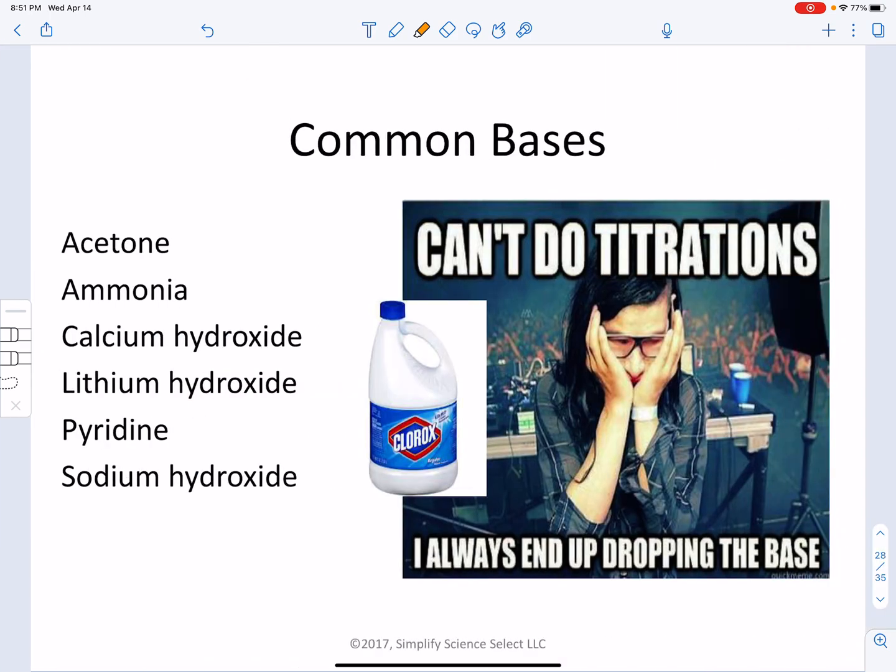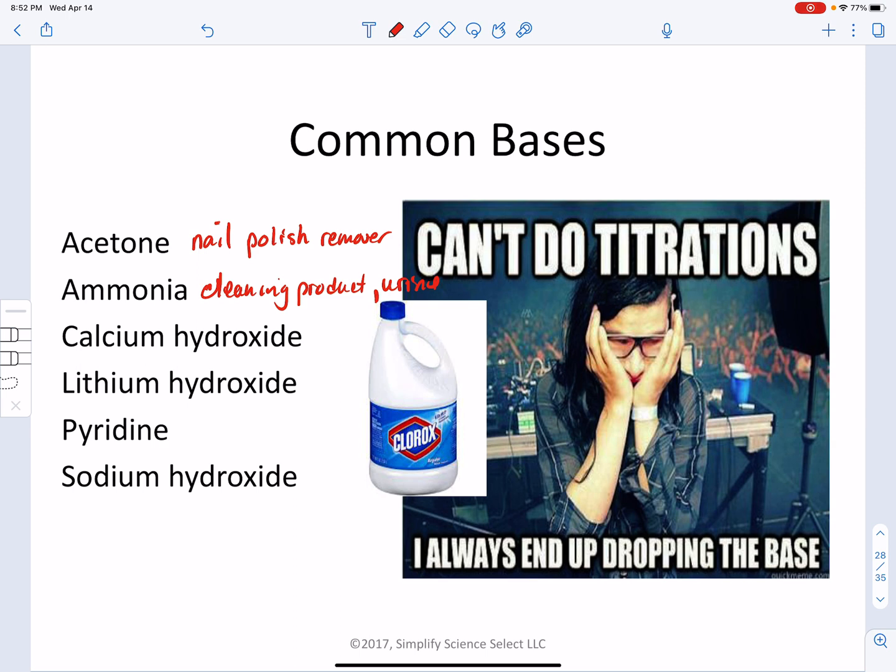Common acids or common bases. Acetone, this is found in nail polish remover. It's also found in some paint thinners and paint strippers. So nail polish remover is really common. Ammonia, these are found in cleaning products, but it's also found in urine. Common substance in households sometimes.